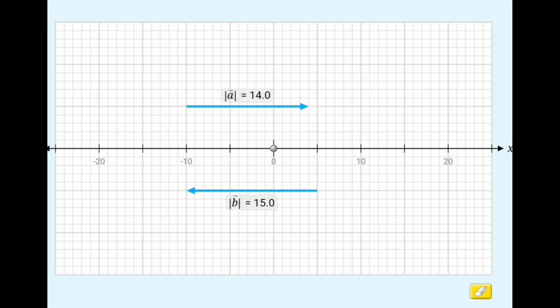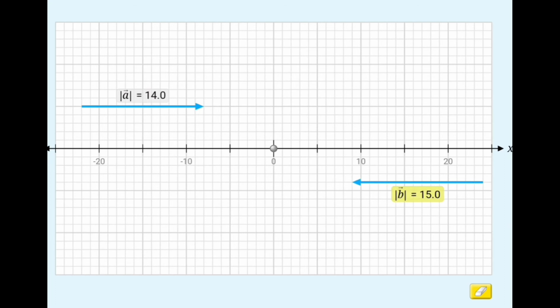So A is 14 units. If you count these units all the way from the tail to the end, you'll get 14. Same with B. Notice it doesn't matter whether A is placed on the negative values of the axis, it's still a positive vector because its direction is positive. It doesn't matter if vector B is placed in the positive side of this axis, it's still a negative vector because it's going in the negative direction.